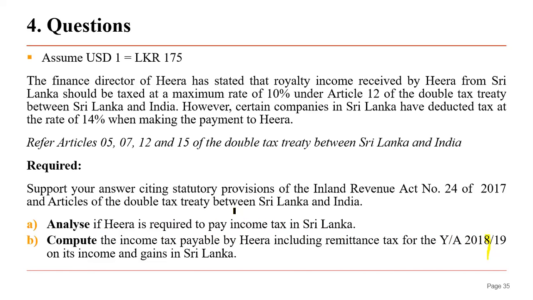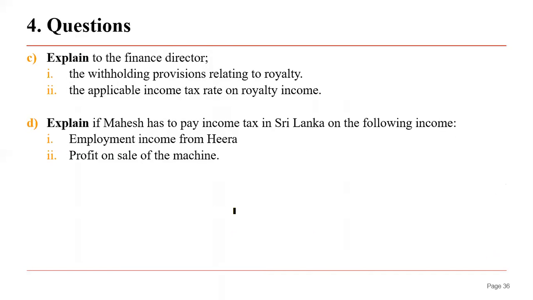1819 even, right? We can make it as 1920. And then they explain to the finance director the withholding provision relating to royalty and the applicable income tax rate on royalty income. Then the royalty we know very clearly now. They explain if Mahesh has to pay income tax in Sri Lanka on the following income: the employment income, profit on sale of machine. Then those things we need to discuss.